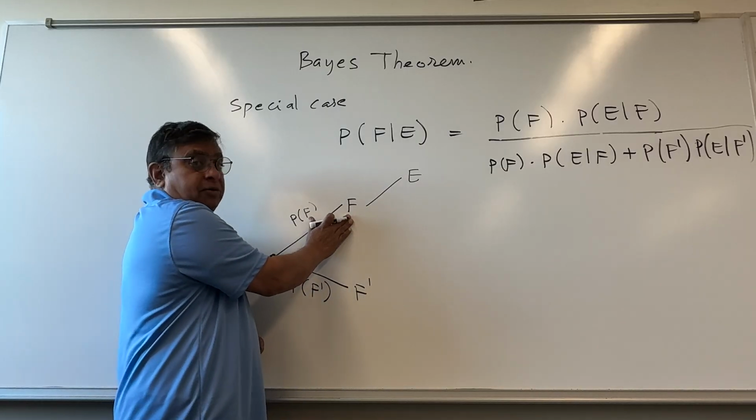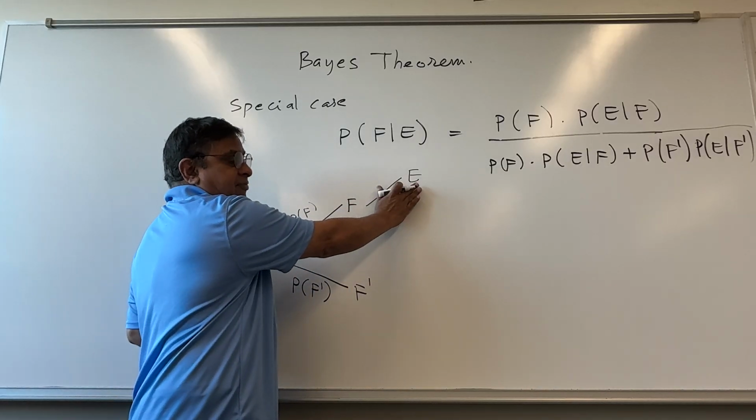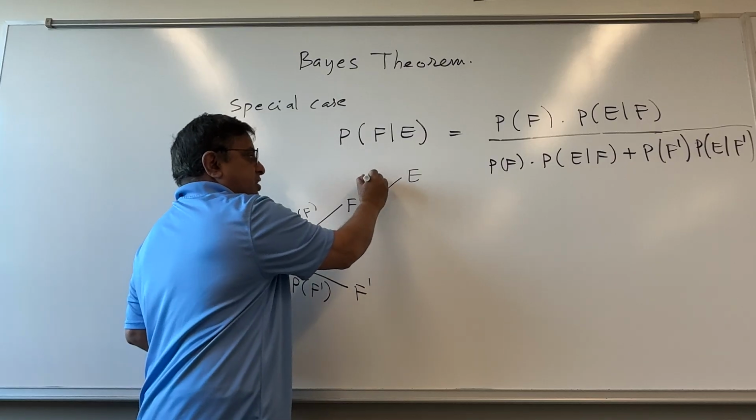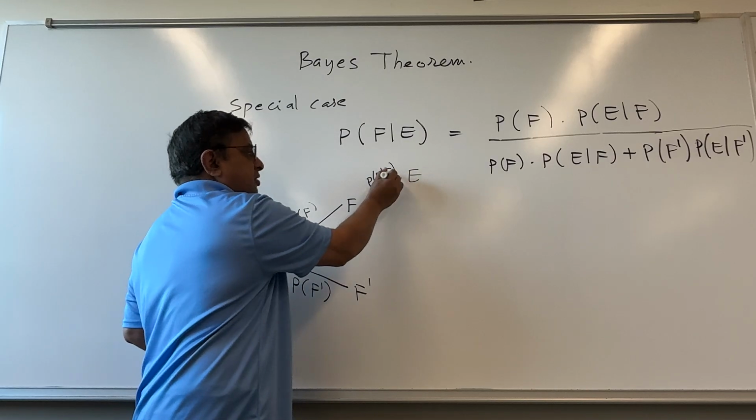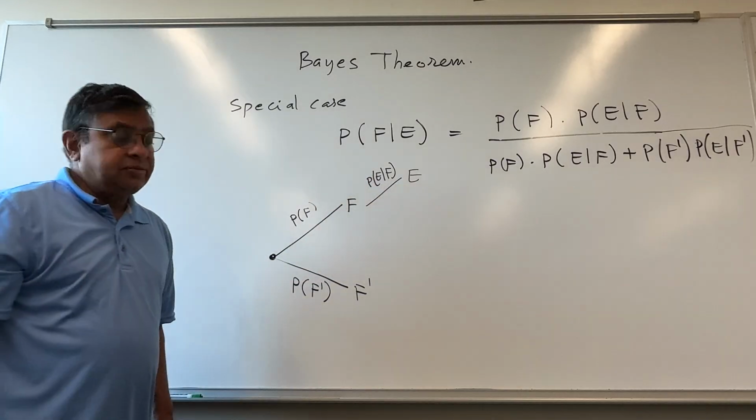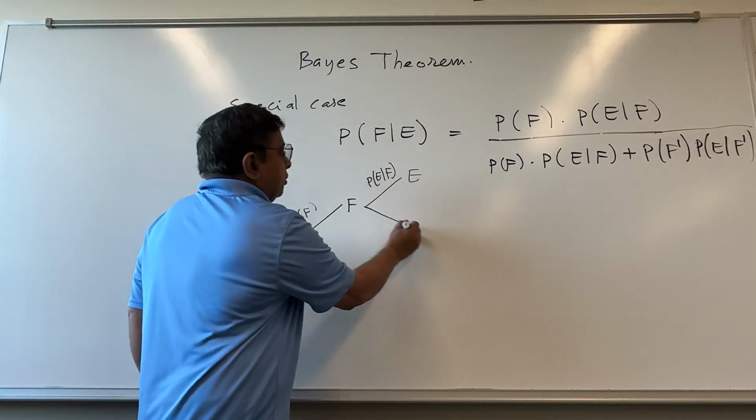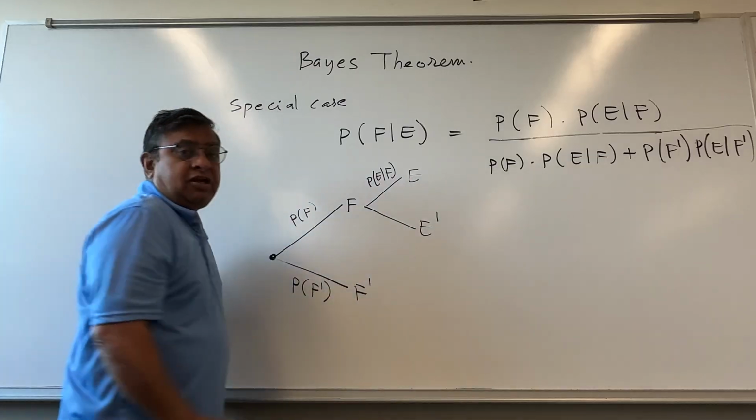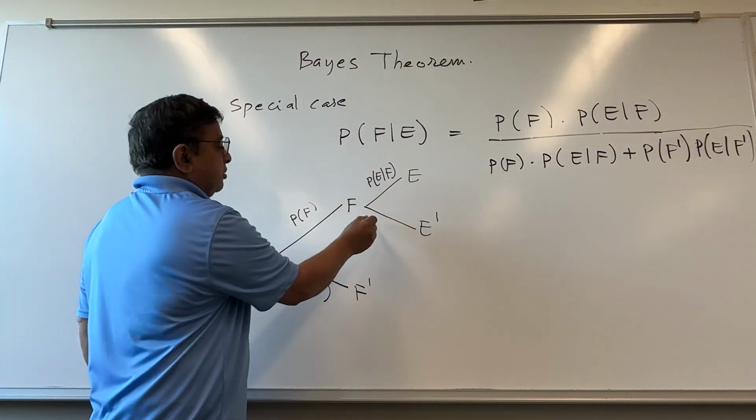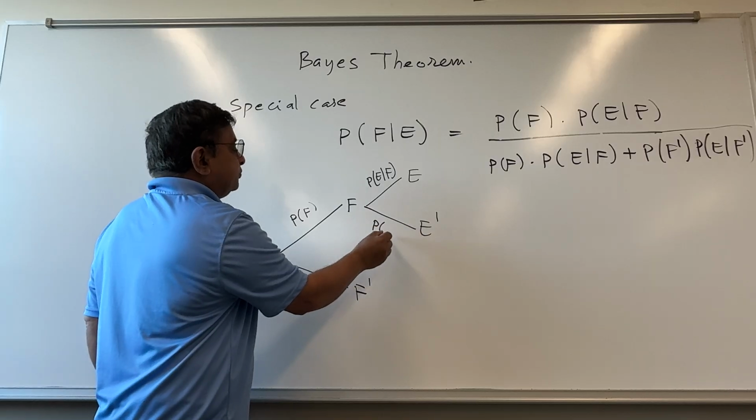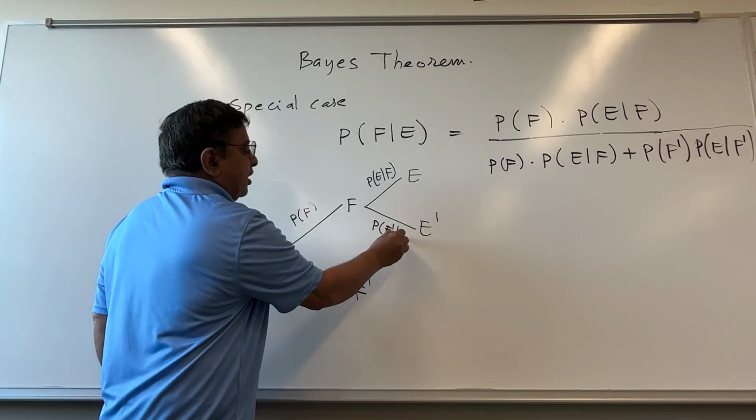Given F has happened, what's the probability that E will happen? And this probability is probability of E given F. That's a conditional probability. You write on the branch. Or the opposite of E might happen. E complement might happen. This is probability of E prime given F.